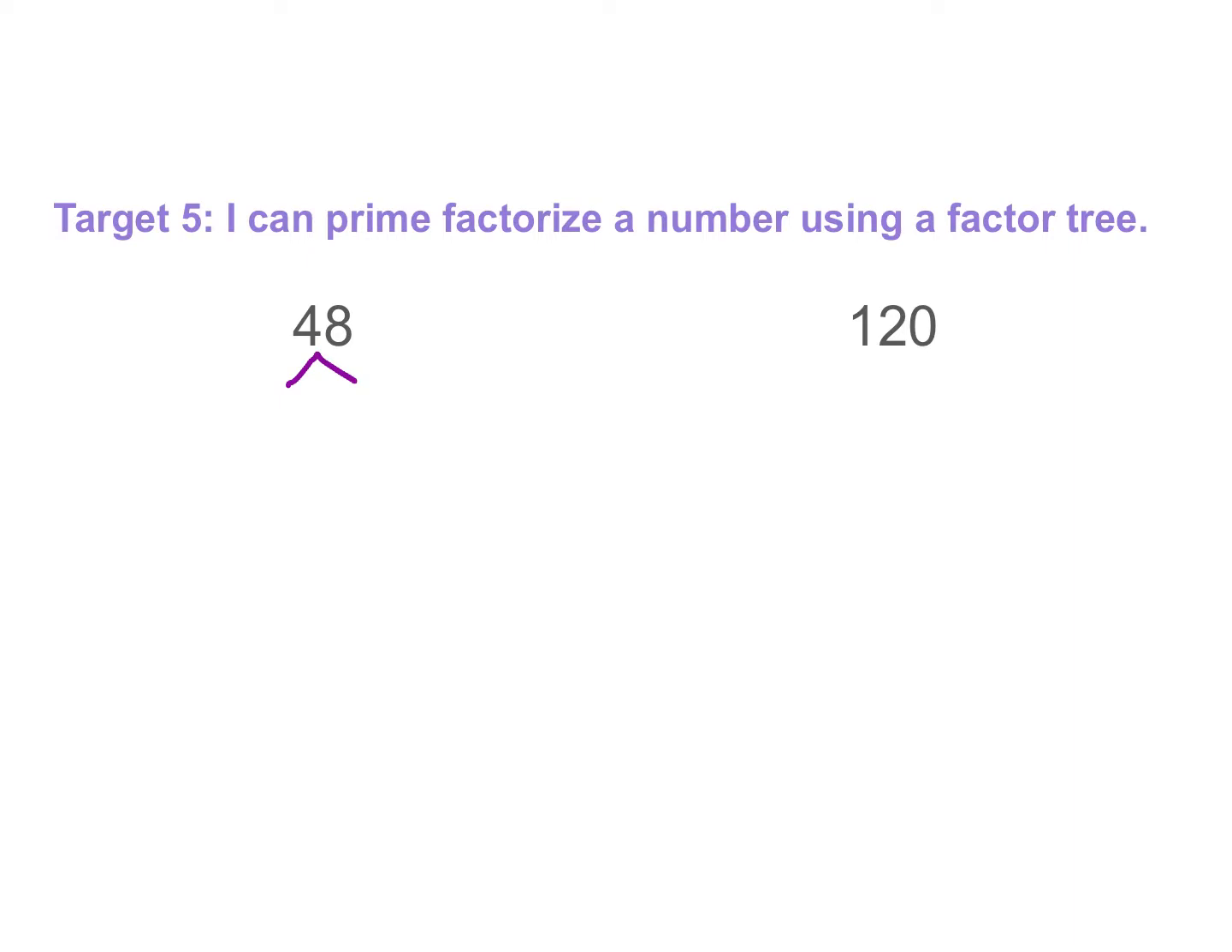I know 6 times 8 is 48. So I know 4 times 12 is 48. Any of those things will work. Let's go ahead and do 2. A lot of people will start with 2 if it's an even number. So 2, and then half of 48 is 24. I know 2 is prime, so I'm going to circle it.